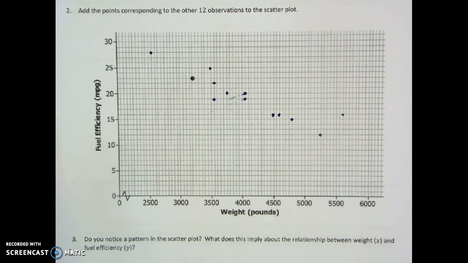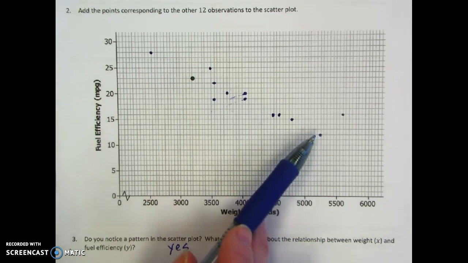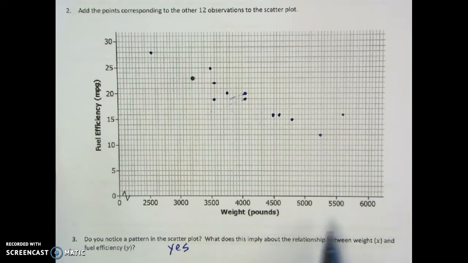Well, what we're looking for is, do the points follow some type of shape? And I would say yes to that, because I notice that the points go from the beginning clear at the top closer to the middle or the bottom towards the end of the weight side. So what does this imply about the relationship between weight and fuel efficiency? It implies that there's some type of connection between them. There's some type of correlation, is another word to say it.